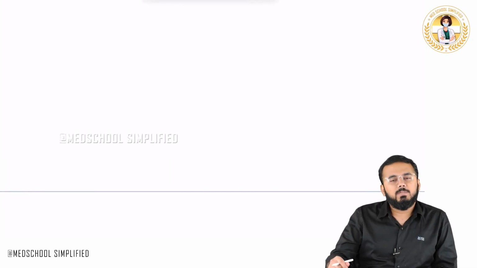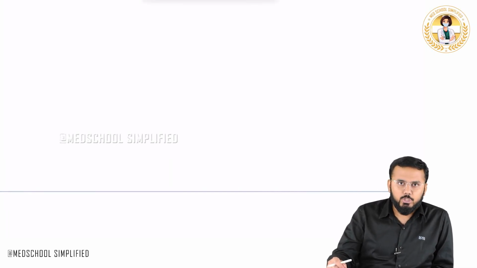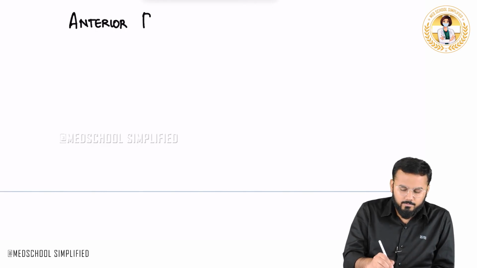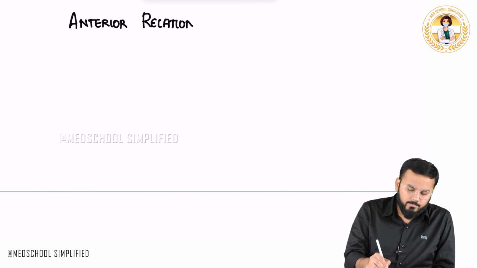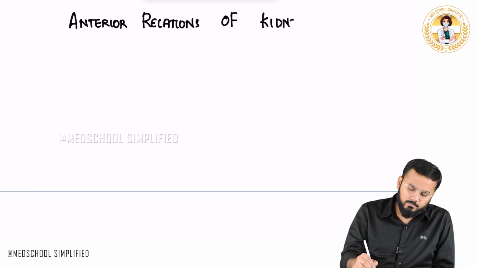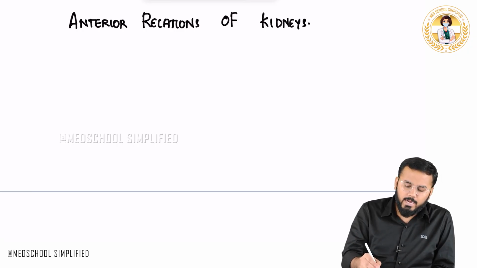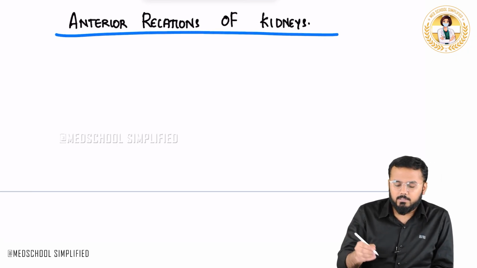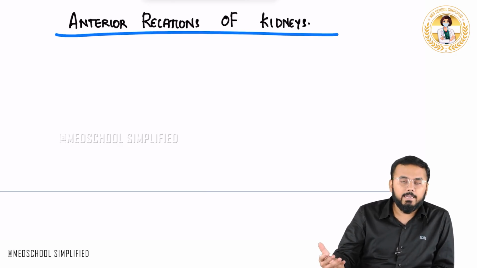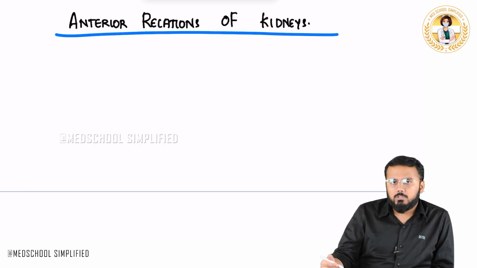Hello guys, so now we shall be discussing the anterior relations of the kidneys. Our topic of discussion is the anterior relations of the kidneys. To know these, we have the anterior relations of the right kidney, and we also have the anterior relations of the left kidney, right?